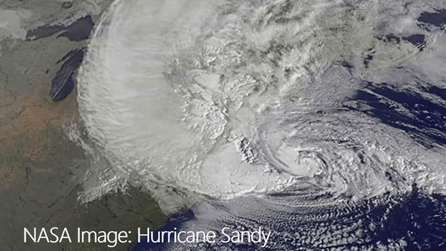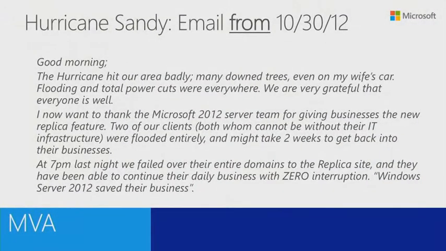And I'm thrilled to say this is an email that hit my inbox on the day of October 30th. Basically, good morning. The hurricane hit our area badly, many downed trees, even on my wife's car. Flooding and total power cuts were everywhere. We are grateful that everyone is well. I now want to thank the Microsoft 2012 server team for giving business the new Replica feature. Two of our clients, both of whom cannot be without their IT infrastructure, were flooded entirely and might take 2 weeks to get back into their businesses.